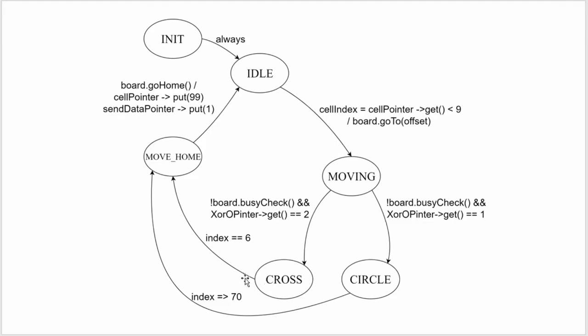It will then set the index appropriately and move home. The home state, in this particular case, we are calling 99, where we will store the 99 into the memory location pointed to by the cell pointer to indicate that we are back where we started and are ready to go back into the idle state.